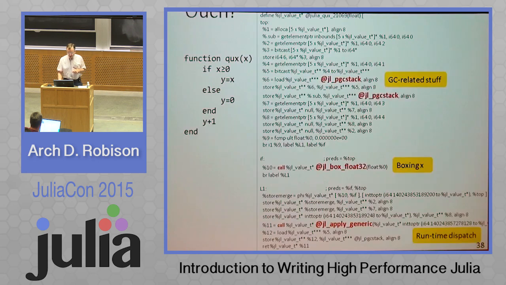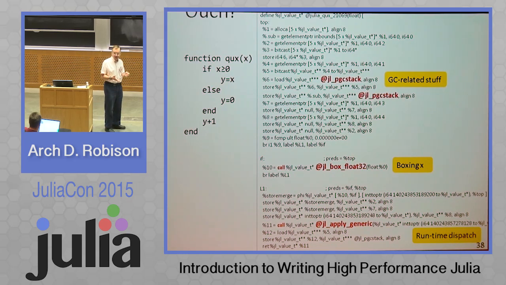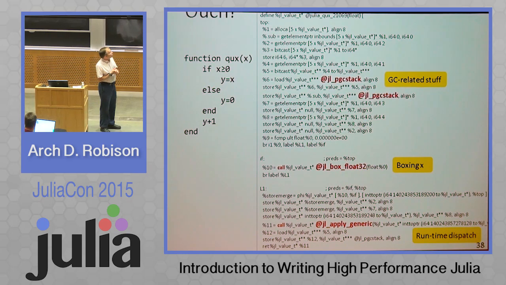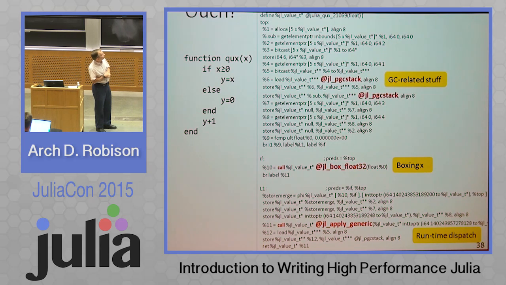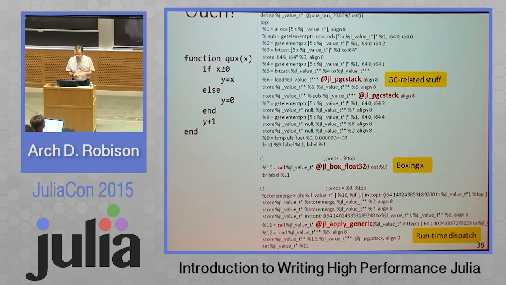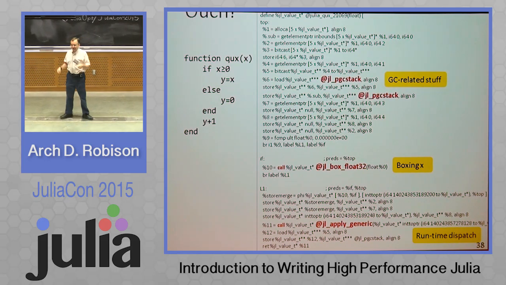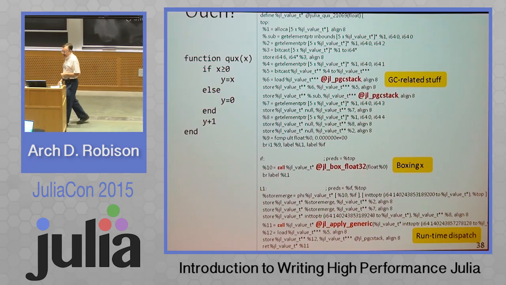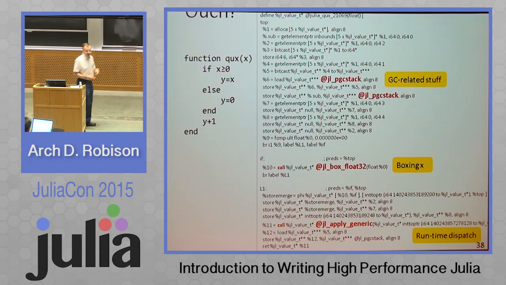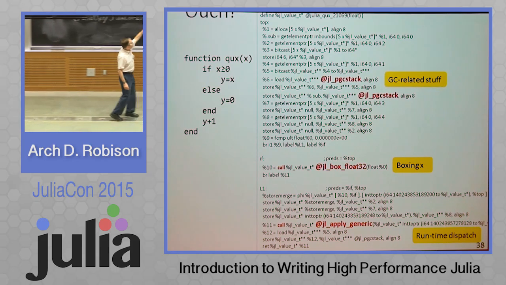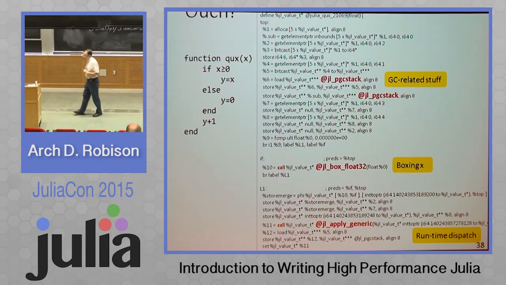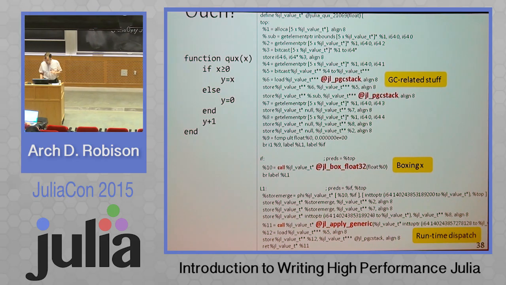Now, if I apply QUX to a float, things go really bad. If you dump the code, you'll see lots and lots of gobs of code. And the red flags here are the ones marked in red there. You'll see stuff about PGC stack. This has to do with garbage collection. And then the box float 32, well, that's boxing. That screams, yeah, it's doing boxing. And then there's the runtime dispatch here at the bottom, this JL applied generic. So that says something went very wrong.